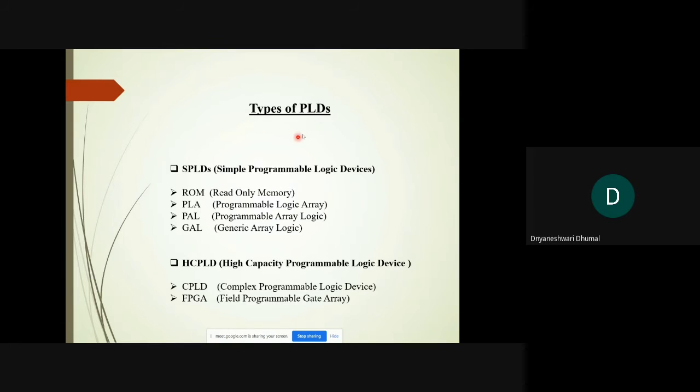So the types of PLD: the first is the simple programmable logic device, and the second is the high capacity programmable logic device. The simple programmable logic devices are ROM, PLA, PAL, and GAL, and the high capacity programmable logic devices are CPLD and FPGA.